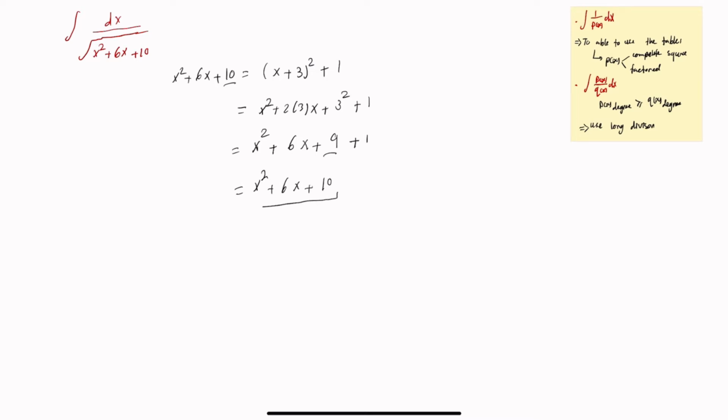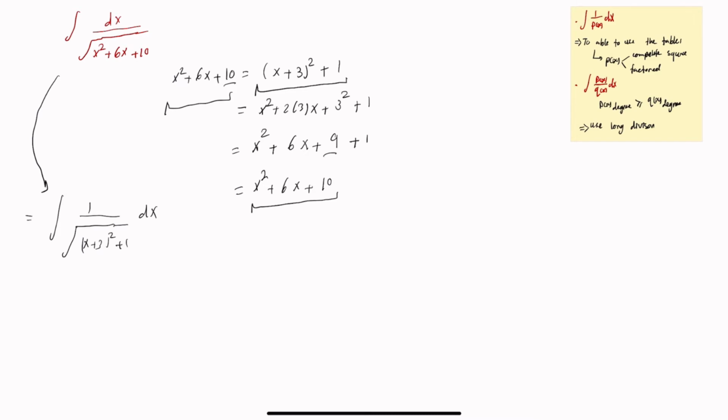Now, the right side is equal to the left side. Therefore, completing the square will be like this. So this integral here is going to be equal to 1 over the square root of this term in here, which is (x plus 3) squared plus 1, and then dx.